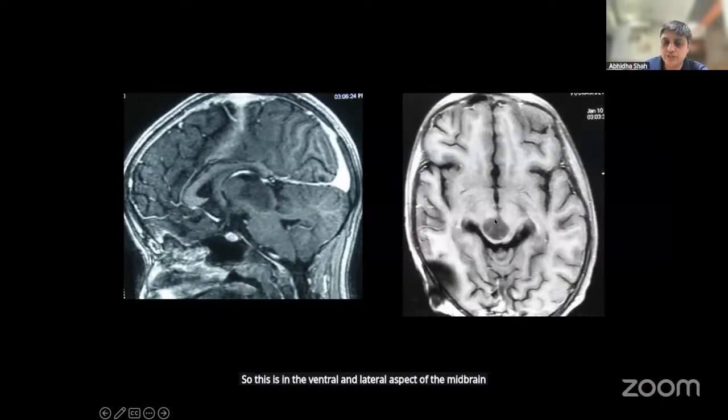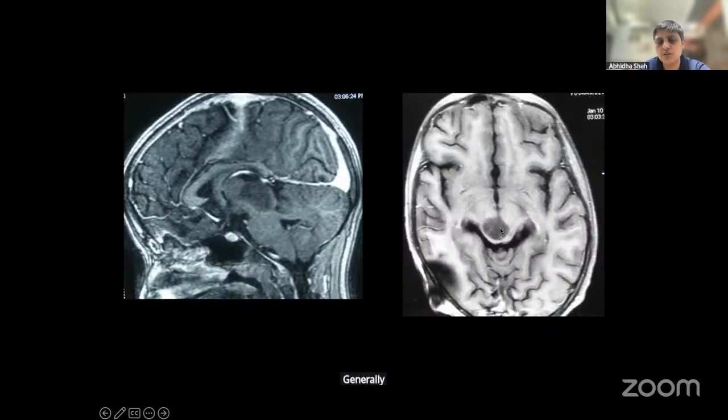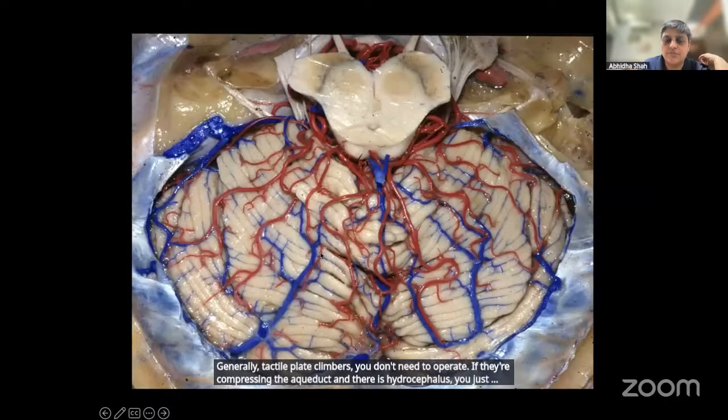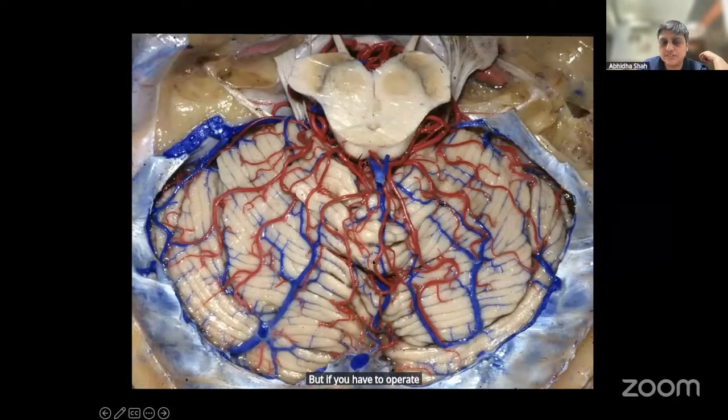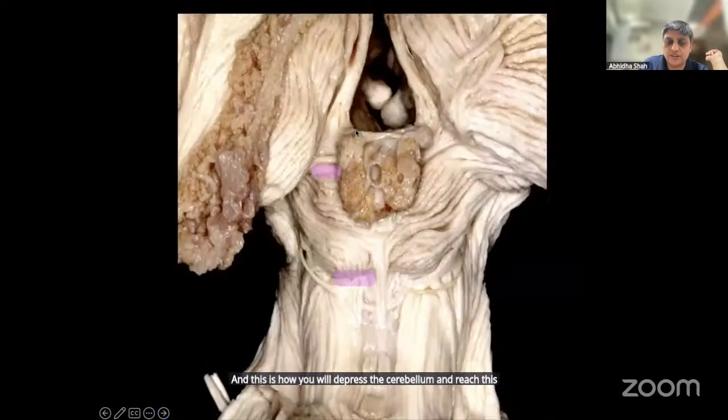What about if the tumor is in the dorsal aspect of the midbrain? Generally, tectal plate gliomas, you don't need to operate. If they're compressing the aqueduct and there is hydrocephalus, you just need a shunt. But if you have to operate on a tumor in this region, this is the way to go. So this is a midline suboccipital approach with a supracerebellar trajectory. And this is how you will depress the cerebellum and reach this region of the tectal plate.